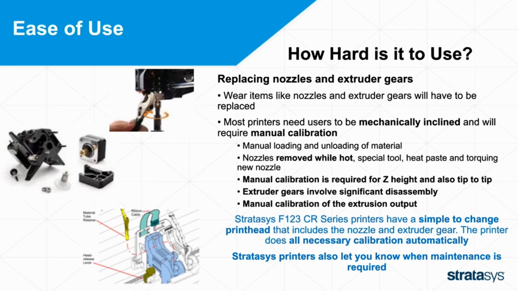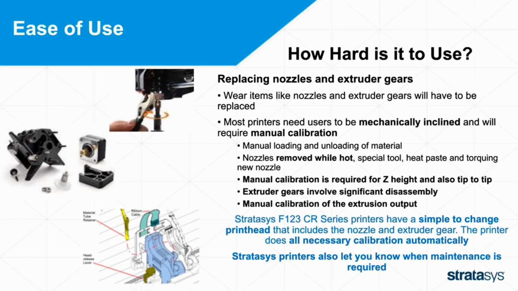And with extruder gears, it involves significant disassembly. There's a picture there, it's kind of an extruder that's been disassembled to get to the extruder gear. And then you're going to have to calibrate that extrusion output from that gear, because each gear could have a little bit different size, and it could act a little bit differently than the gear that you had previously. And so you have to manually calibrate that extrusion output.